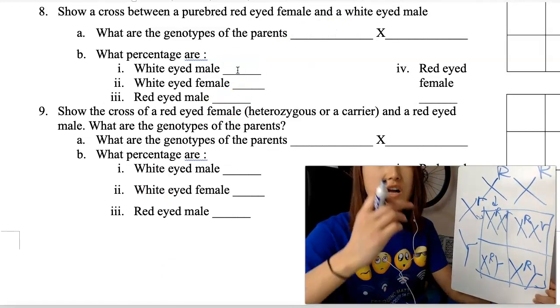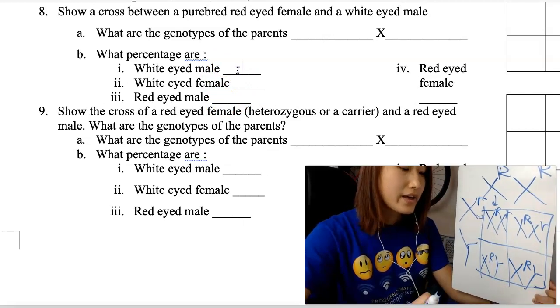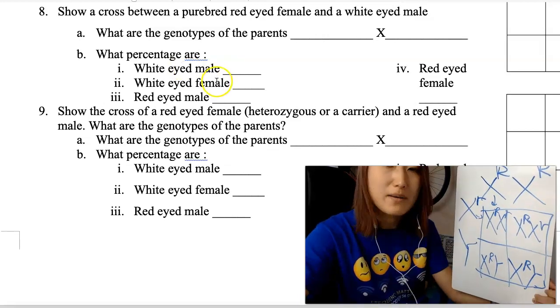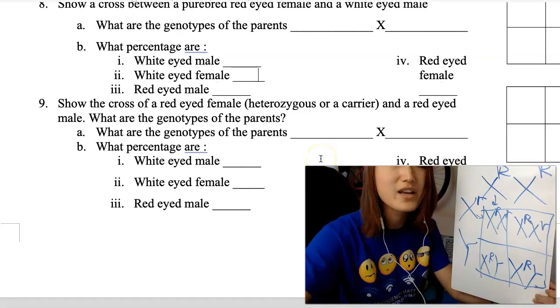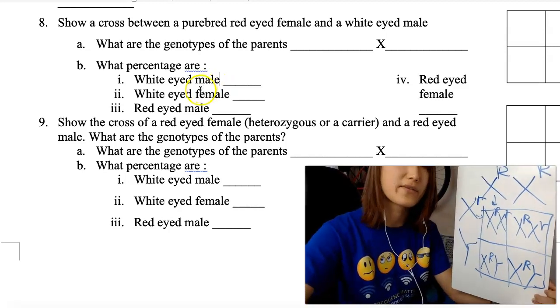What are the percentages? Again, on a question, you want to make sure to read. Are you being asked what percentage are white-eyed male, for example, out of all the offspring, or white-eyed male out of just the males? So the question will tell you. In this case, I'll be very clear on the test, but in this case, what I'm looking for is out of all the offspring.